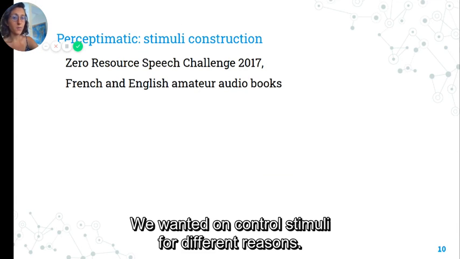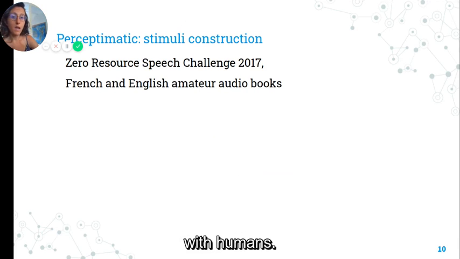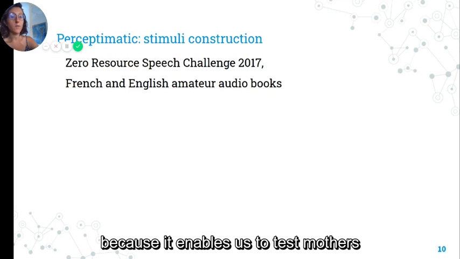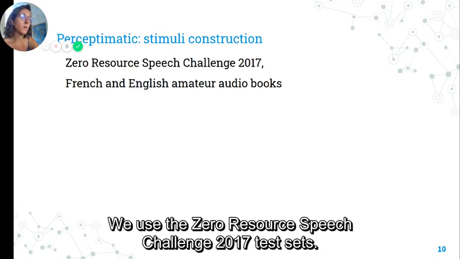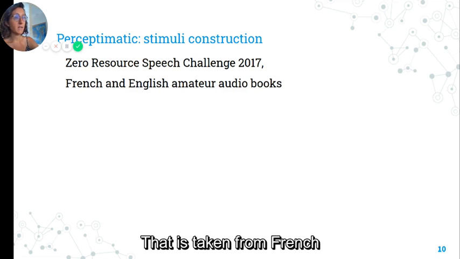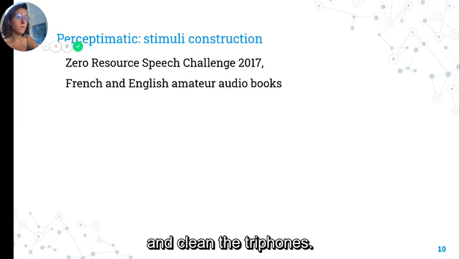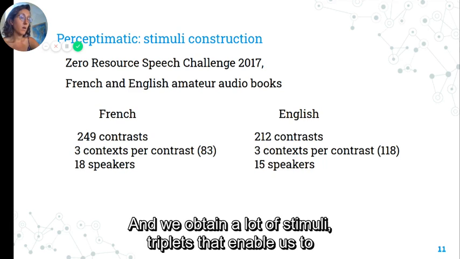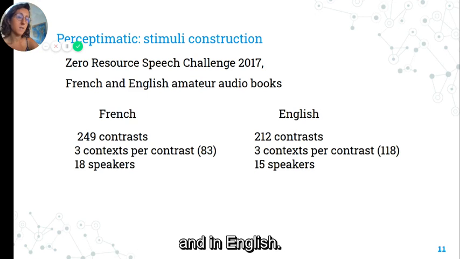We wanted uncontrolled stimuli for different reasons. The first one being that it has not been done previously with humans, and also because it enables us to test models on the same kind of data that they are trained on. So we used the Zero Resource Speech Challenge 2017 test set that is taken from French and English amateur audiobooks. So the triphones are taken from running speech. We realign and clean the triphones, and we obtain a lot of stimuli, so triplets, that enable us to test more than 200 contrasts in French and in English.